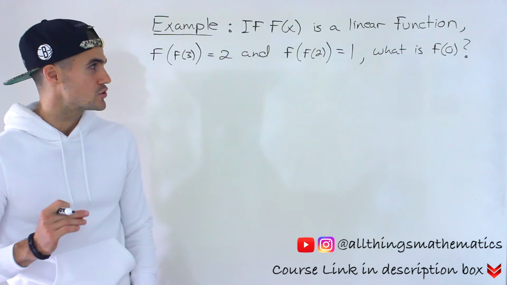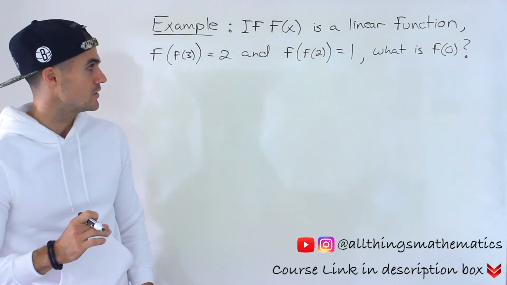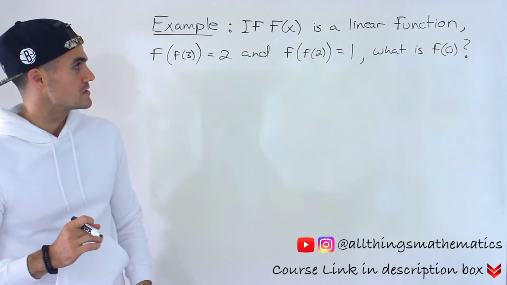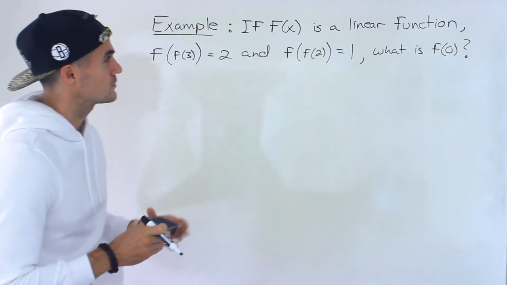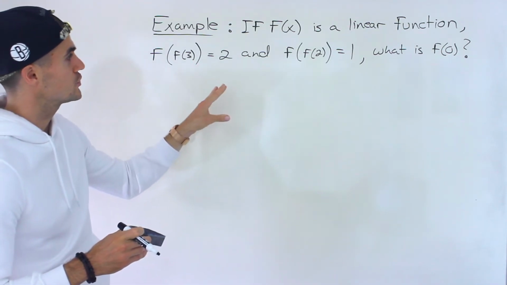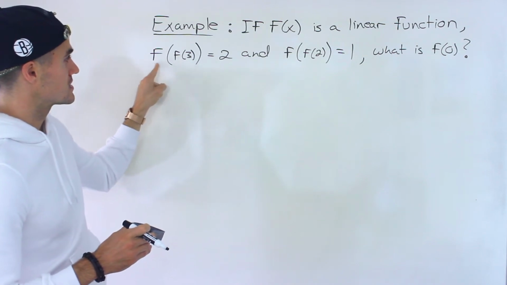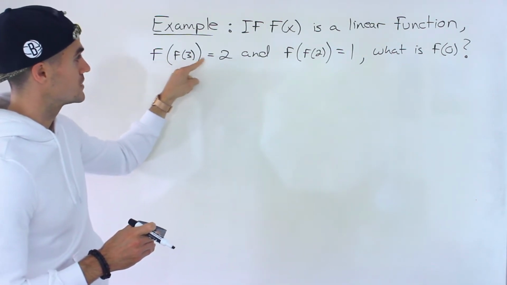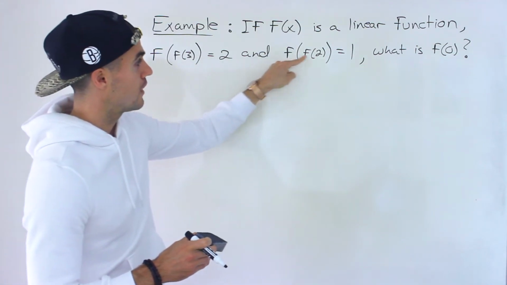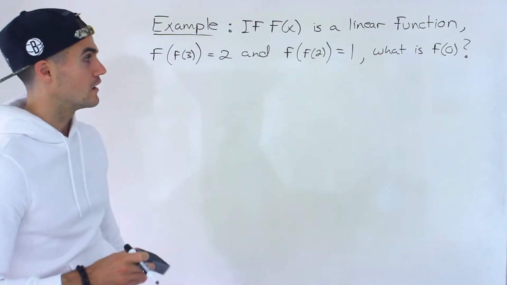This one's going to be pretty tricky, dealing with function notation. A student sent it to me, thought it was a pretty unique question, so I wanted to make a video for it. There's going to be lots of algebra here. We're told f of x is a linear function, and then we're told f of f of 3 is equal to 2, and then f of f of 2 is equal to 1. What is f of 0?